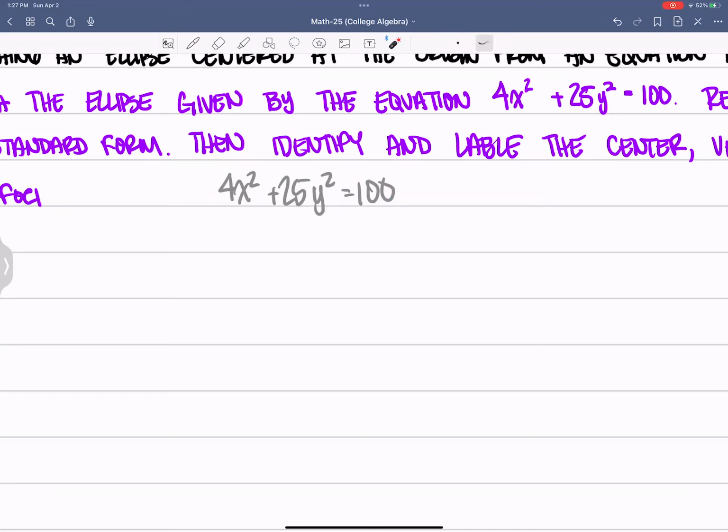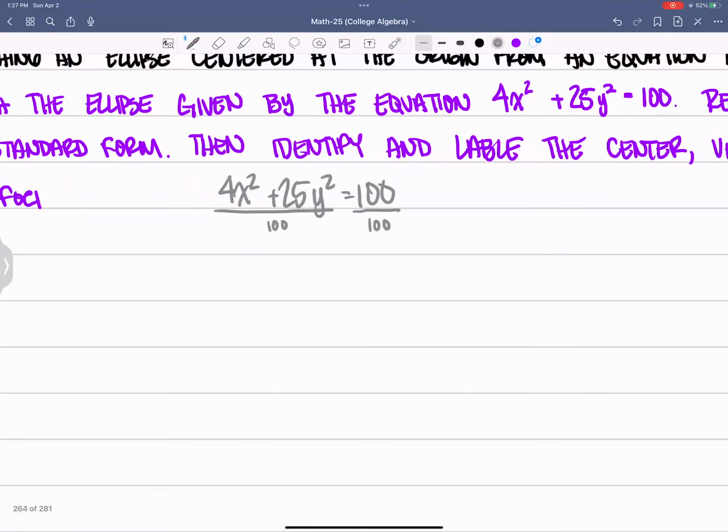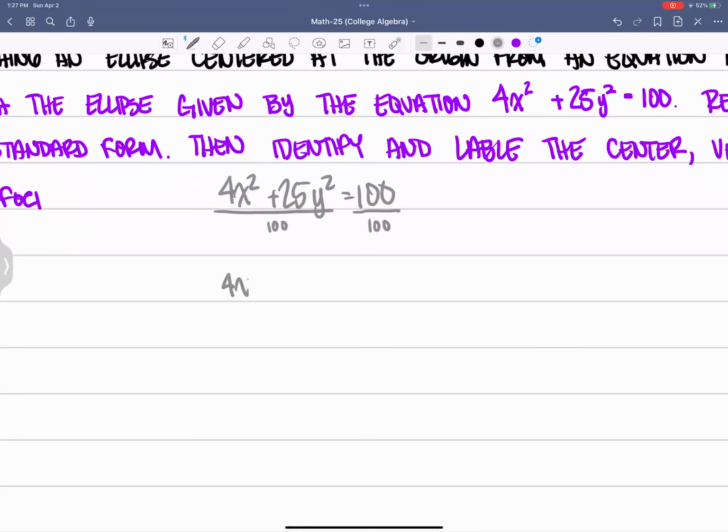So from here, let's get this equal to 1, and hopefully it simplifies itself out. Otherwise, we have just a tiny bit more work. Get this equal to 1 by dividing by 100 on both sides. When you do something to one side, you also do it to the other. Let's separate it so you see what's going on: 4x squared over 100 plus 25y squared also over 100 is equal to 100 over 100.